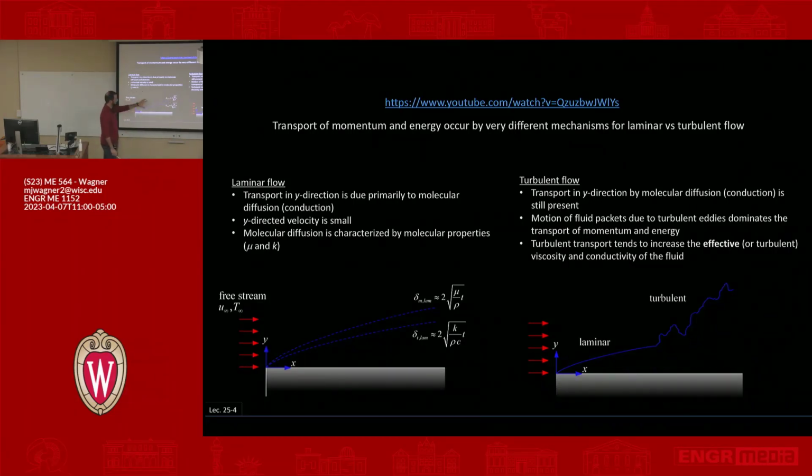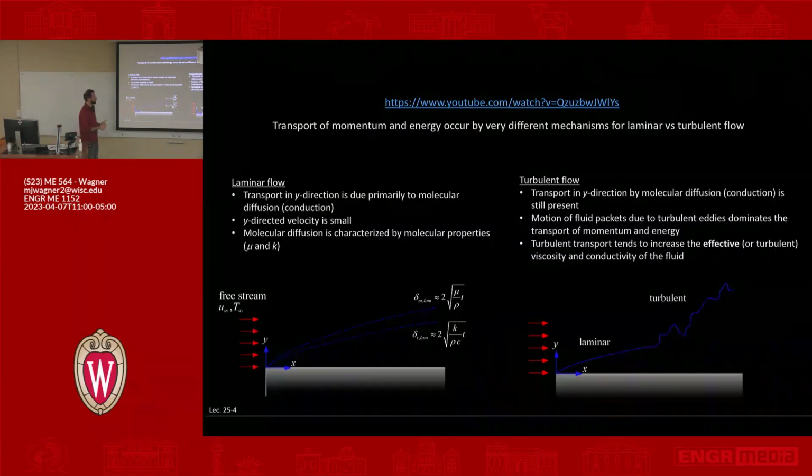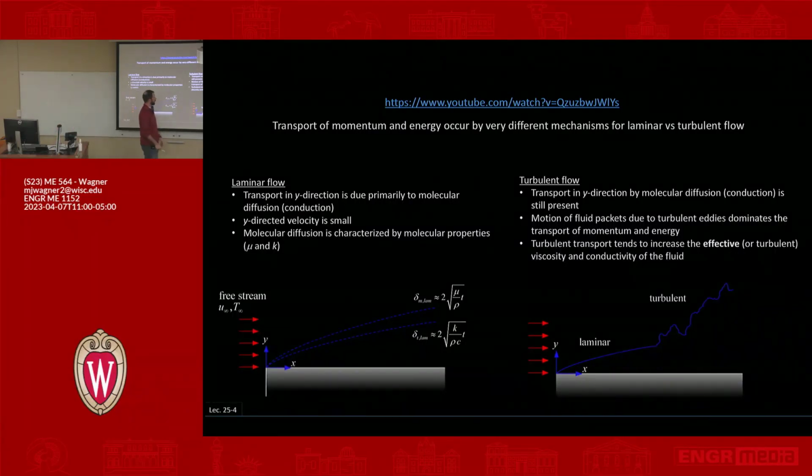Okay, turbulent flow, on the other hand, says transport in the y direction is still present. You still have conduction. Those things don't go away. But you have these bits of fluid or globs of fluid, they're just moving, right? There's all this transport. So that mechanism of transport for energy and for momentum is much more effective than conductivity or viscosity by itself, than the molecular properties.